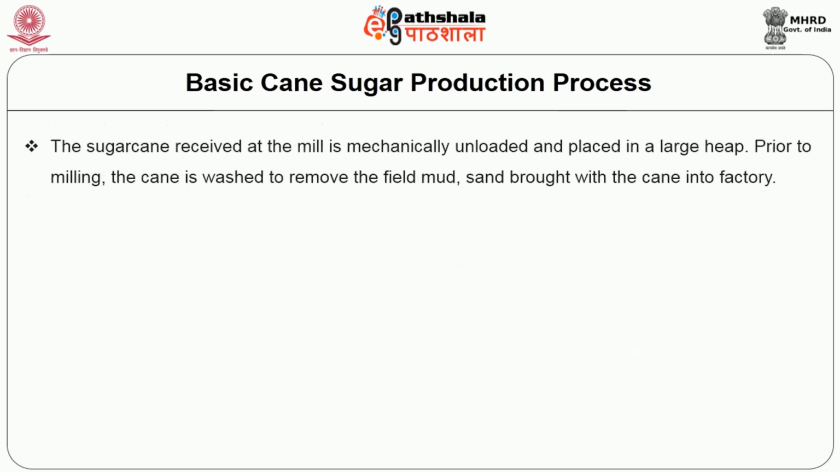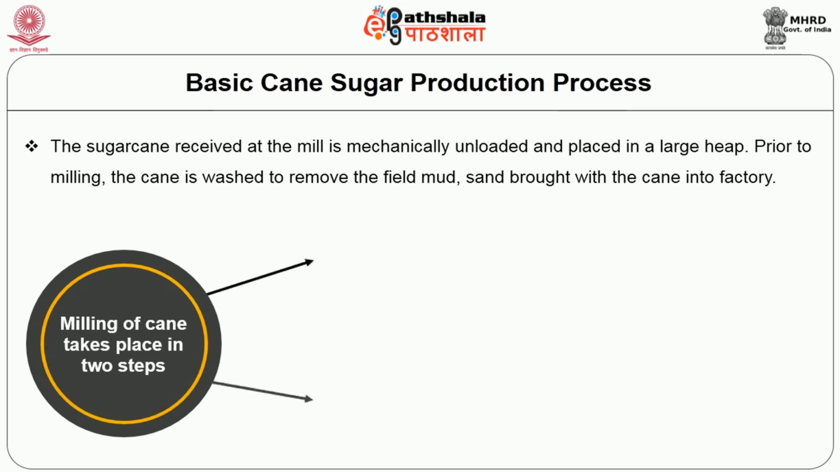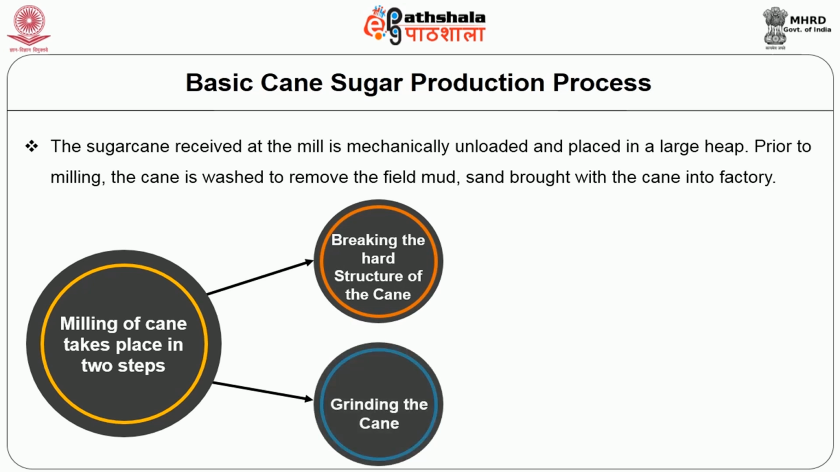The sugarcane received at the mill is mechanically unloaded and placed in a large heap. Prior to milling, the cane is washed to remove the field mud and sand brought with the cane into the factory. The milling of cane takes place in two steps. One is breaking the hard structure of the cane and two is grinding the cane.